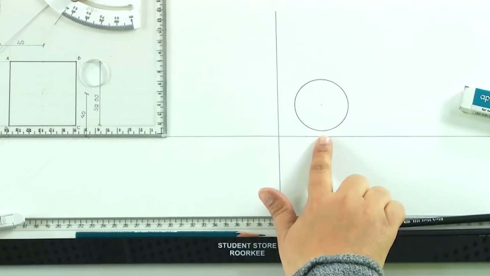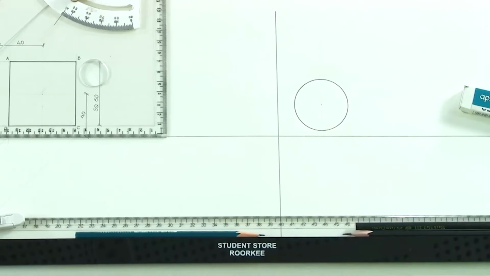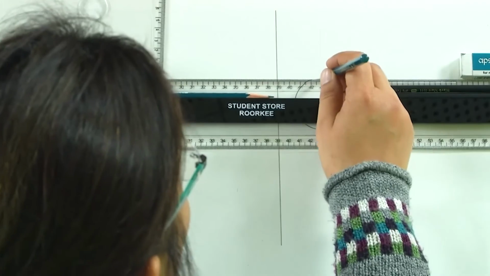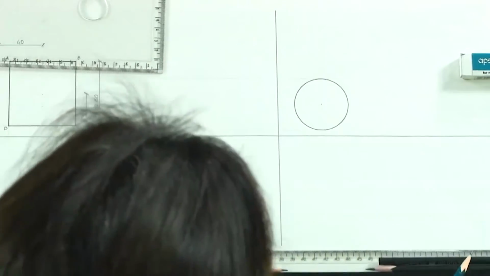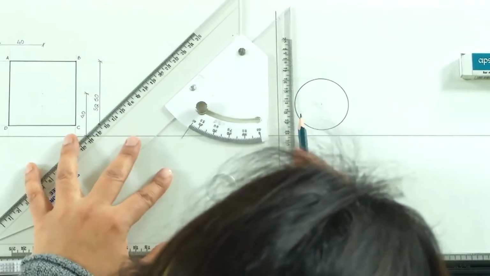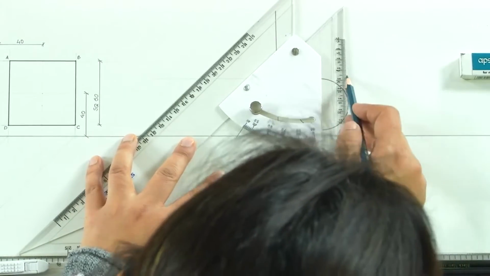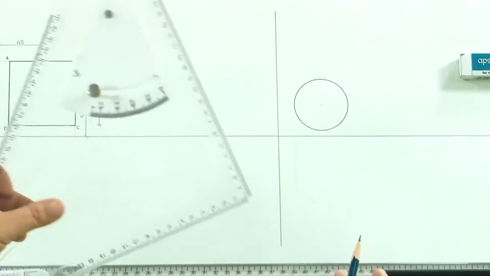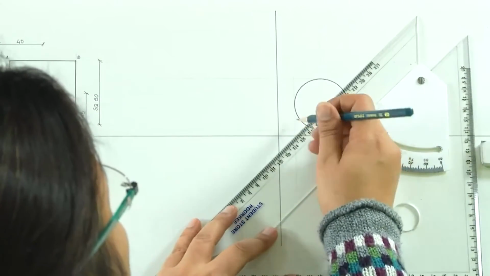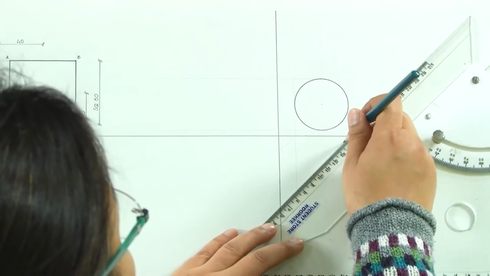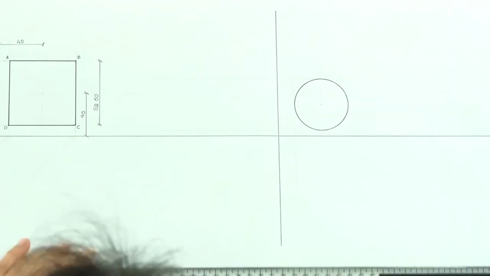This is the true shape of the circle. Now, we have to draw the projections of the circle onto VP and HP. So, what do we do? We will draw tangents of this circle here and take its projection to both the reference planes, which is HP and VP.